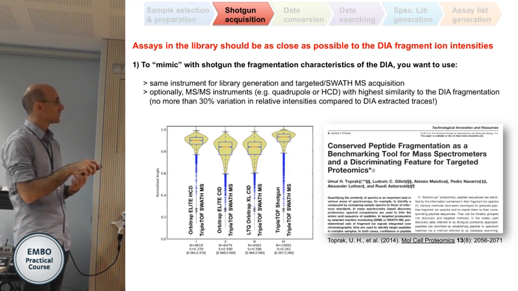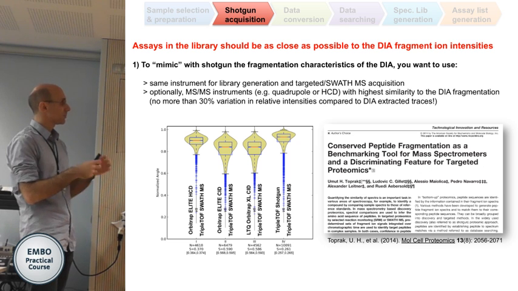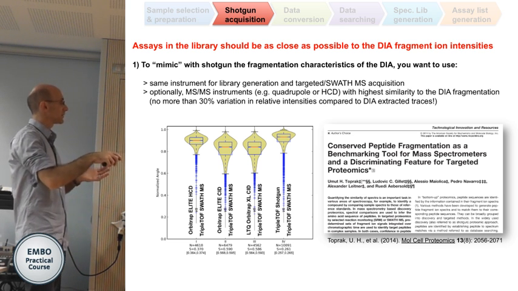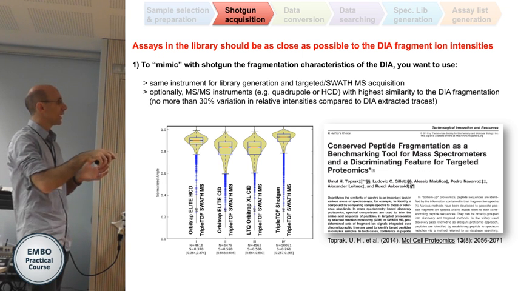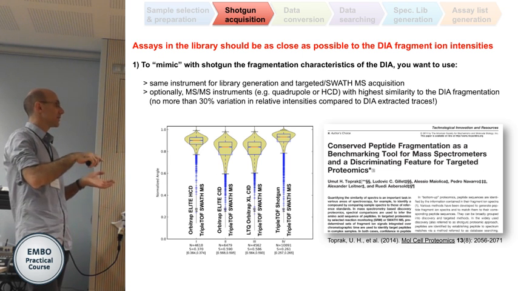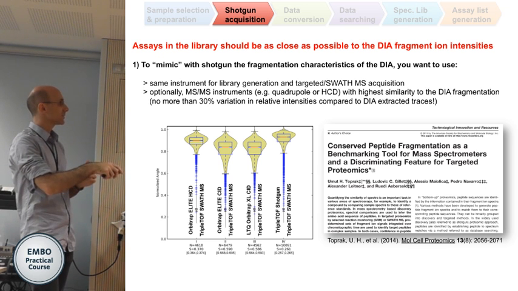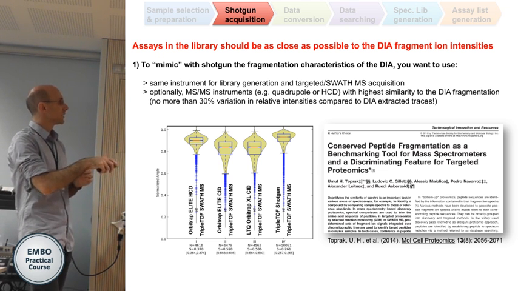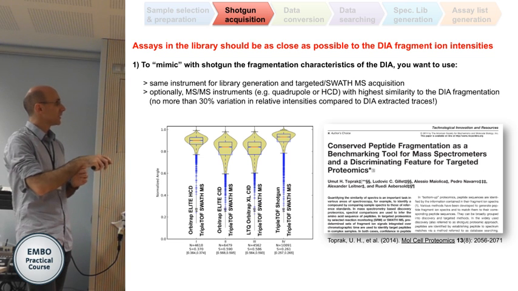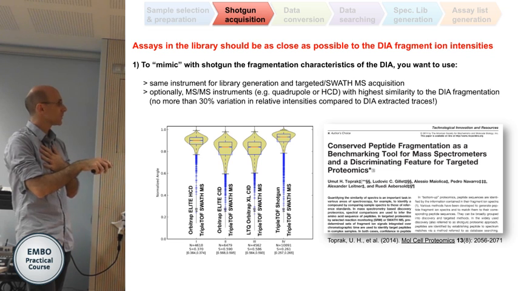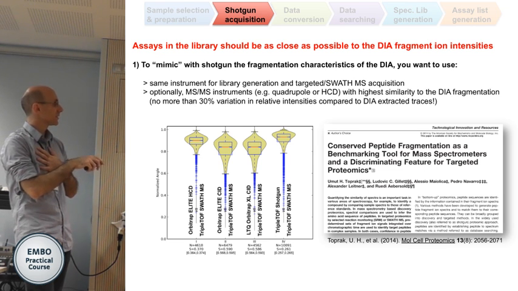In this case, for example, we compared to SWATH acquired on the TripleTOF, and you see that these violin plots represent the distributions of similarity. The score is as high as possible, up to 1, which means that the shotgun is as close as possible in terms of fragmentation reproducibility to the SWATH fragmentation. And you see here the TripleTOF shotgun is the closest and highest scoring towards the TripleTOF in SWATH mode, targeted proteomics. The second, actually very close, is the Orbitrap in HCD.